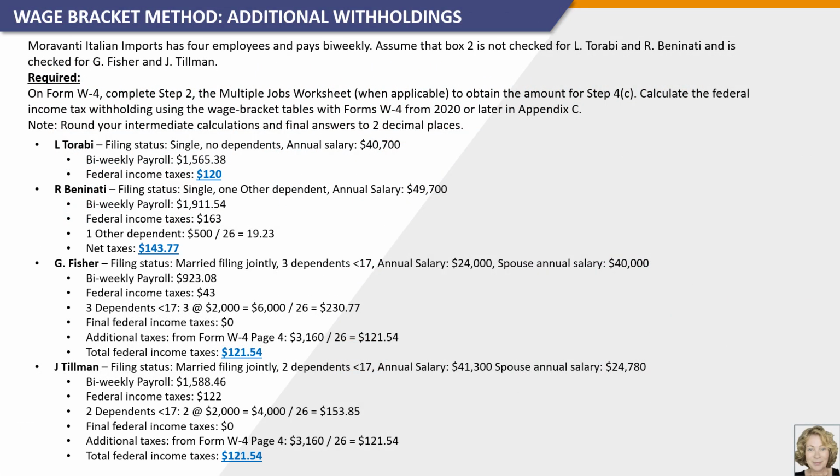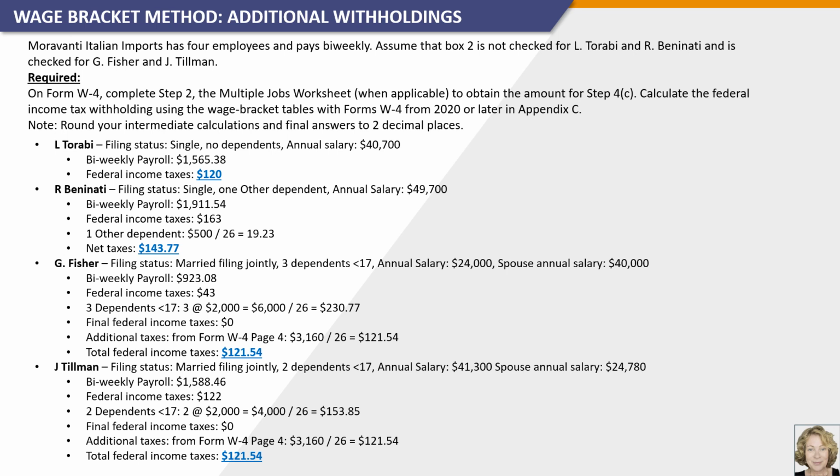Here's another example that illustrates what we have to do when the employees have dependents as well as additional withholdings from a spouse's income. It is very similar to your homework. Moravanti's Italian Imports has 4 employees and pays biweekly. Assume that box 2 is not checked for L. Tarabi and R. Benanati and is checked for G. Fisher and J. Tillman.